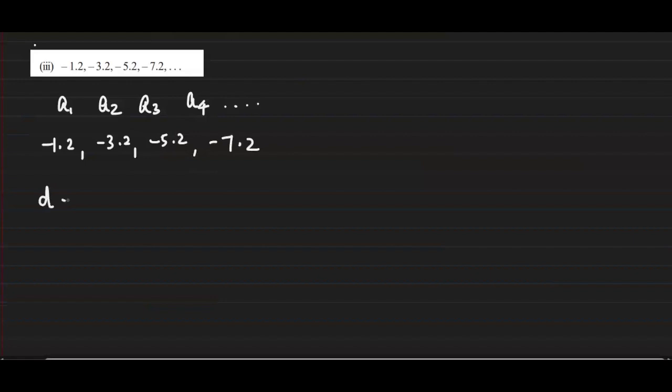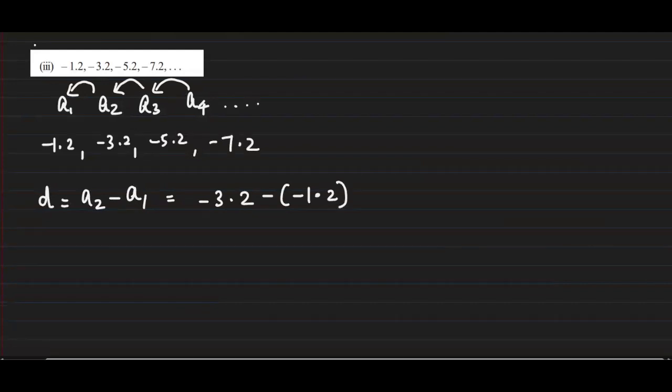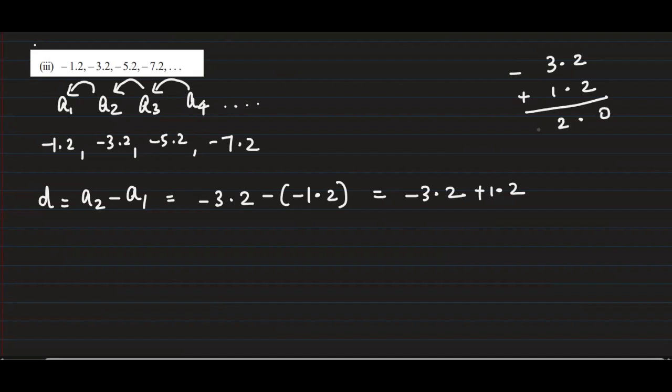So I can find d value like a2 minus a1, or a3 minus a2, or a4 minus a3. All the d values should be equal. So a2 minus a1 will be minus 3.2 minus of minus 1.2. Okay, so we should be very careful because it's decimal also and it's negative also. So that will be minus 3.2, minus into minus will become plus, so plus 1.2. Now let's subtract. This will become 0. Then 2. So this is greater, so it will be minus 2.